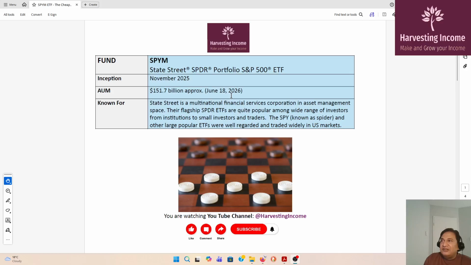Basically, this fund is known as the State Street SPDR Portfolio S&P 500 ETF, started back in November 2025. Just to give you some background about the fund, State Street is a large multinational financial services company, and they are the ones who are bringing up this ETF. They launched in November 2025, and the size of the fund is like 151.7 billion. It's hardly 6 or 7 months since the launch of the fund, and they have been able to gather so much in assets.